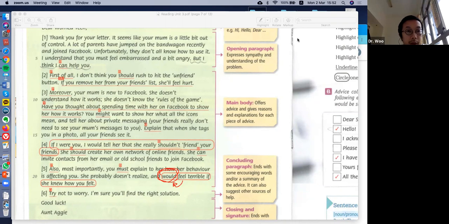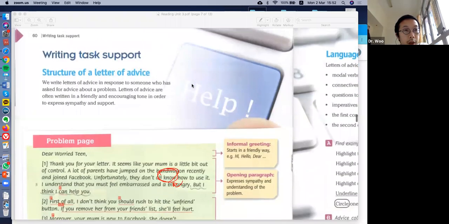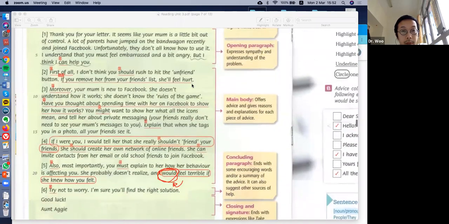Angelica, any example? On page 60. Must, okay. Which paragraph and which line, Benson? Line 5, okay, great, super. So you see this, must feel. All right. Angelica, anything? There's another one. Should brush.